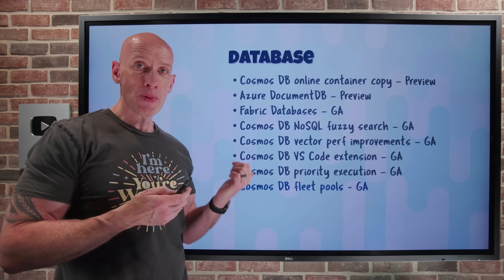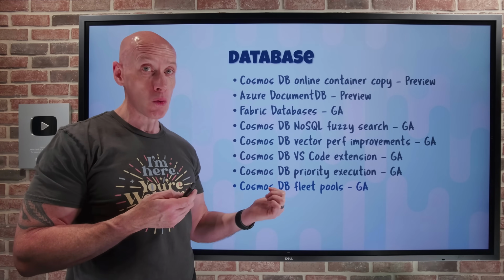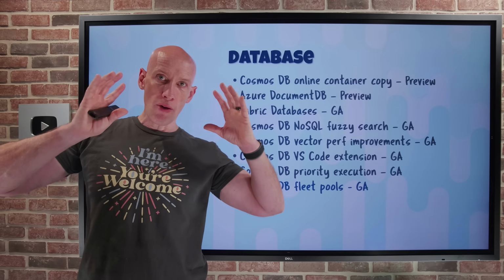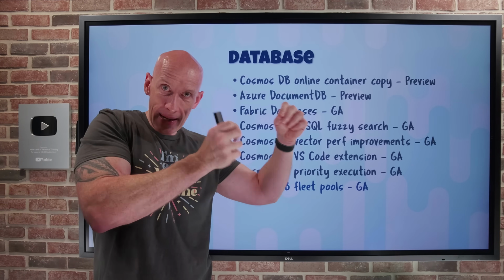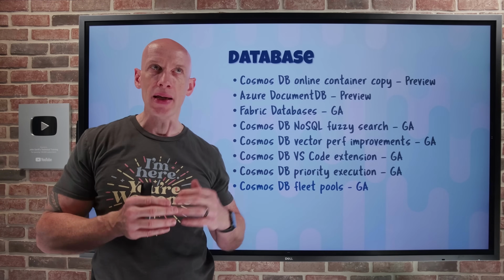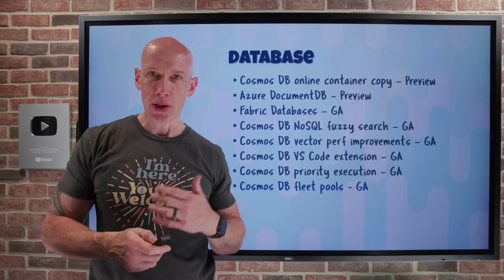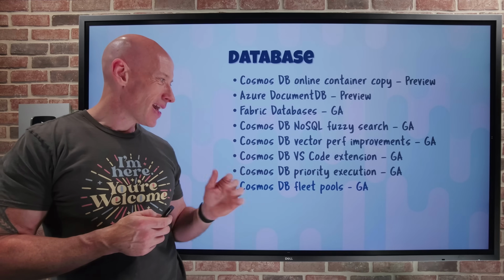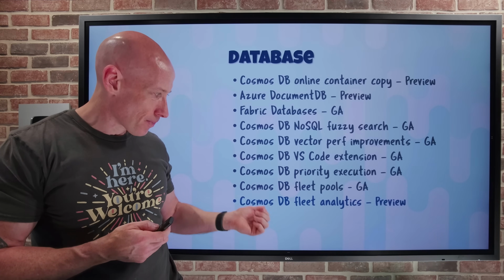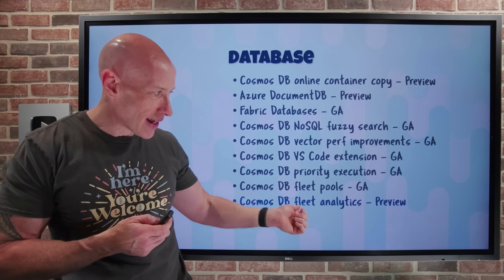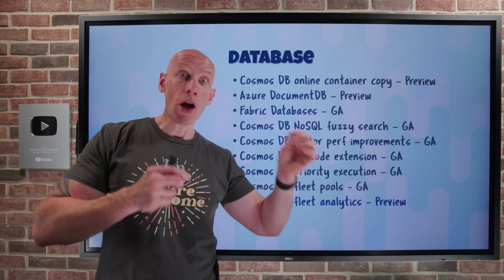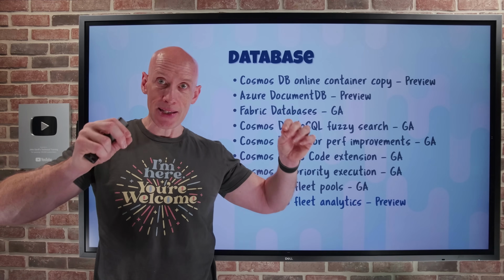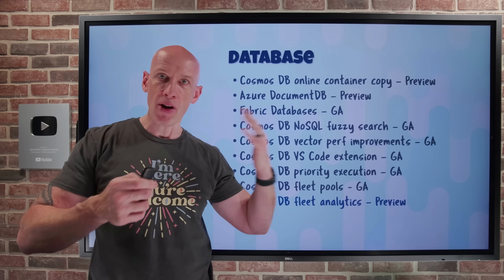We now have Cosmos DB Fleet pools. So I can create a pool of request units that can then be shared by multiple Cosmos DB accounts that are placed into that fleet. So it maybe gives me a more efficient way of using those request units. And then kind of in partnership with this, I now have Cosmos DB Fleet Analytics. So this will provide me a single analytics view across all those Cosmos DB instances within the fleet. So they work very, very well together.